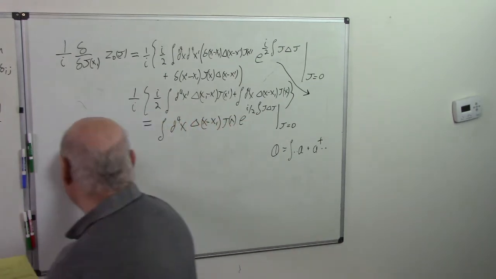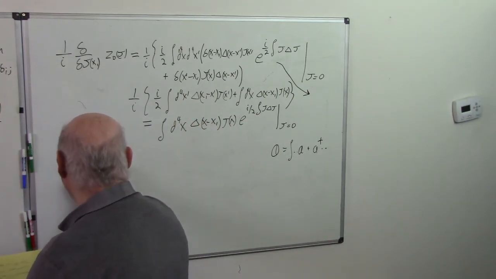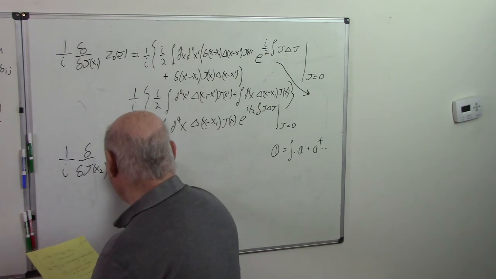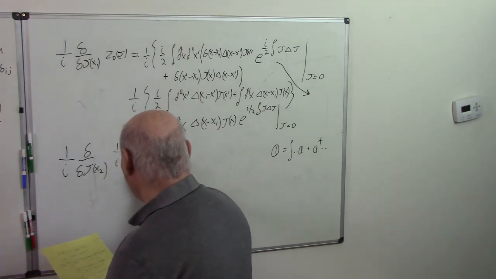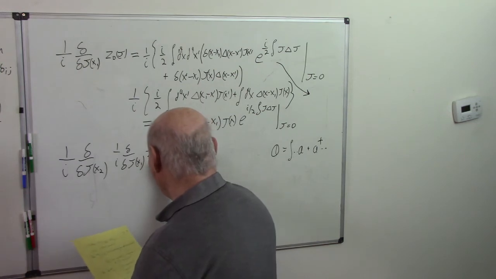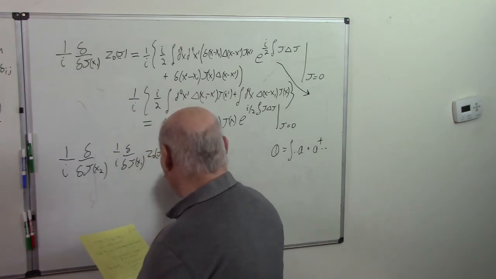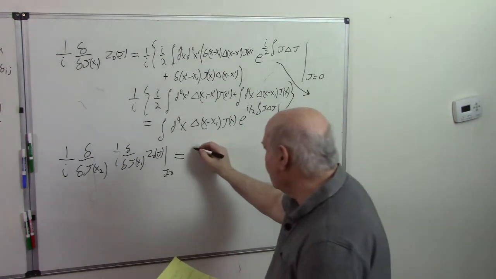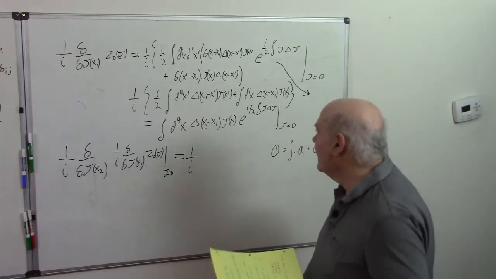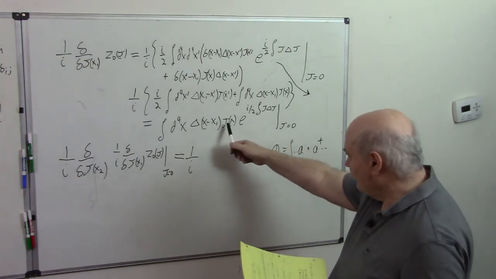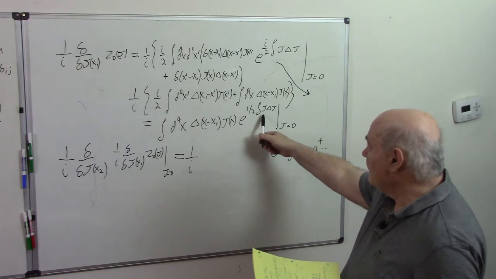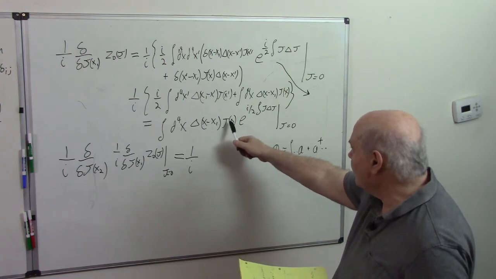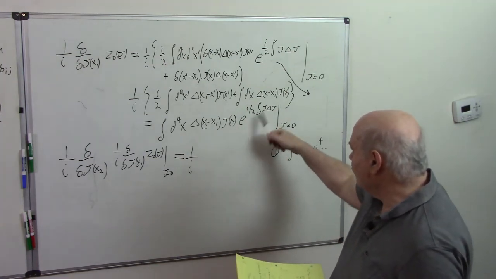Now, continuing on, 1 over i del Jx2, 1 over i del del Jx1 Z0 J evaluated at J equals 0 is equal to, now we're going to take a derivative of this. So we get the 1 over i. Now, you have to differentiate this and you have to differentiate that. Differentiating this won't matter. It will bring down terms like we did before, but we still have this term J. And when we eventually set J equals 0, that whole term vanishes. So we don't have to worry about that term.